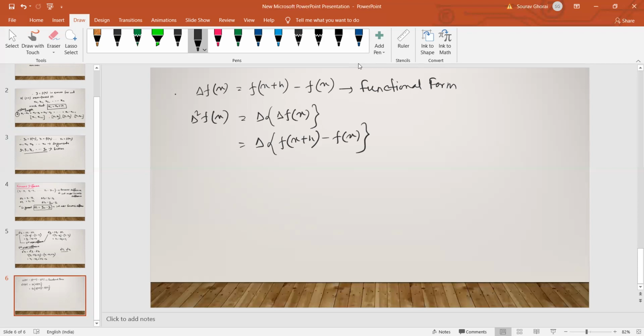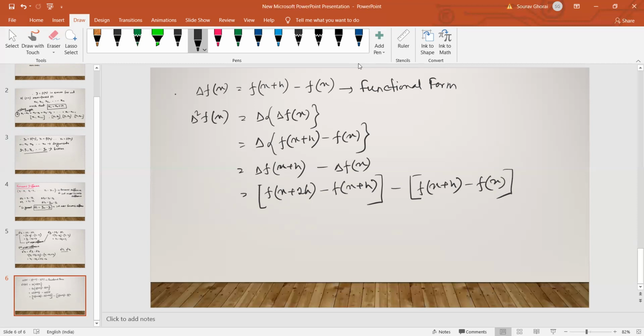And now from here we can also write that this will follow the distributive law, that is del of f of x plus h minus del of f of x. So from here we can write f of x plus 2h minus f of x plus h, minus, and from here we can write f of x plus h minus f of x. And if we simplify, we can write f of x plus 2h minus 2f of x plus h plus f of x.